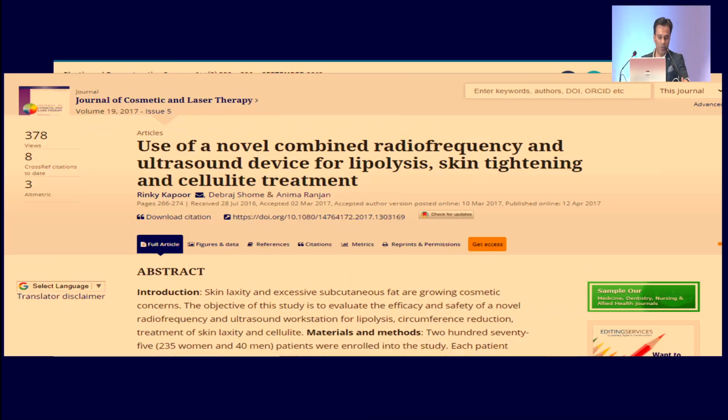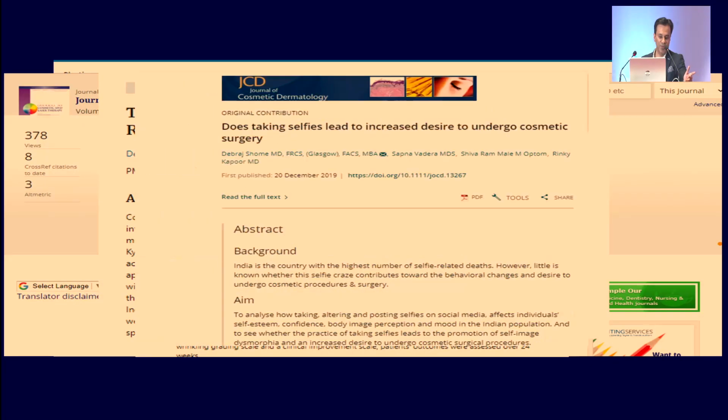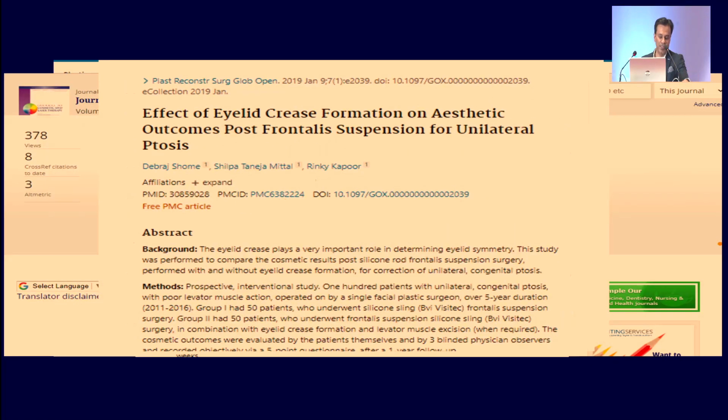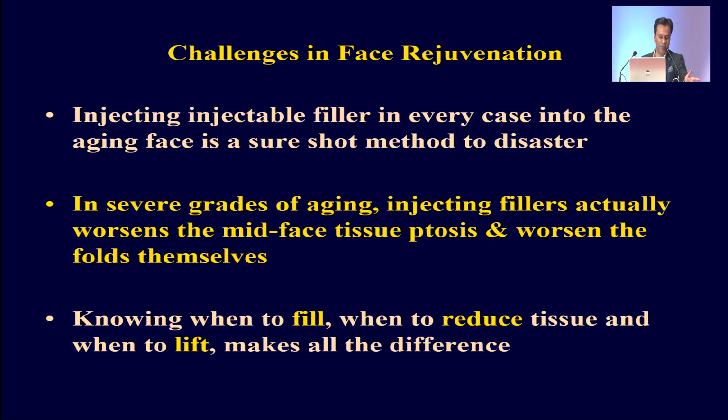So that's it really. That's what I wanted to talk about. 2 more minutes to go. These are the papers which have been published from the aesthetic clinics over the last few years, and we are trying to contribute as much as we can to science. And we've got a wonderful team, and they help us look smarter than we actually are.